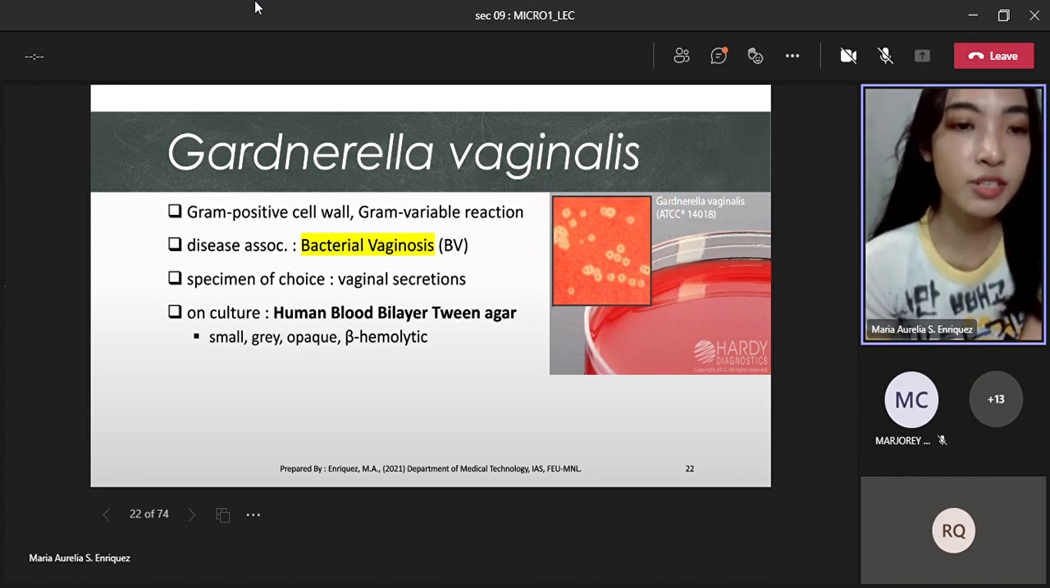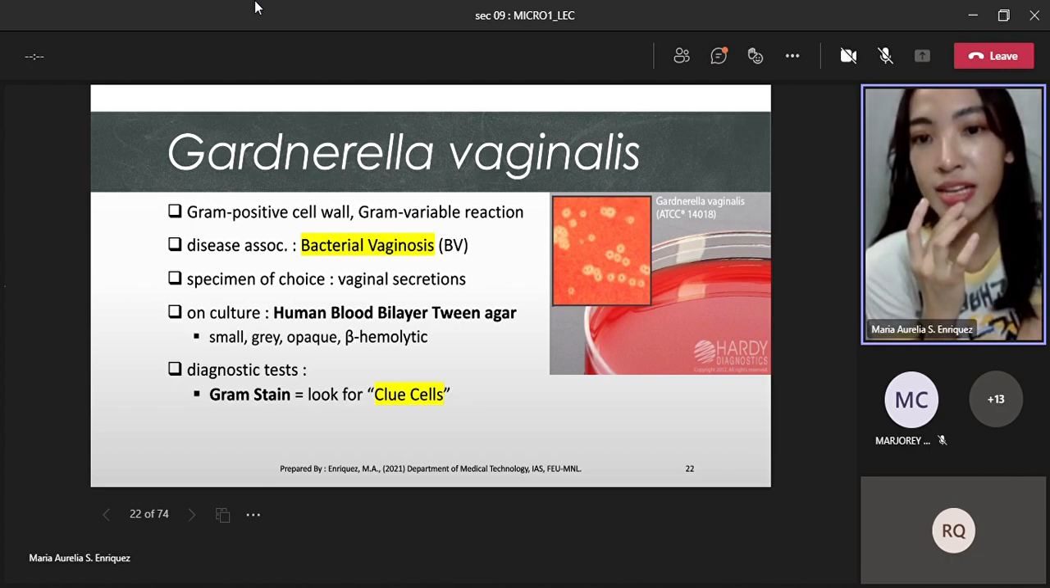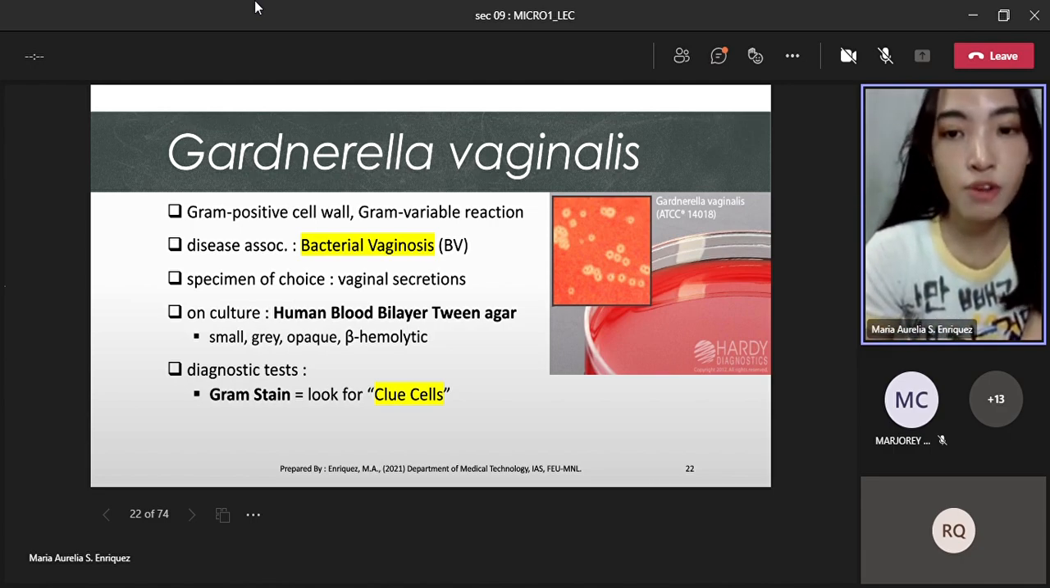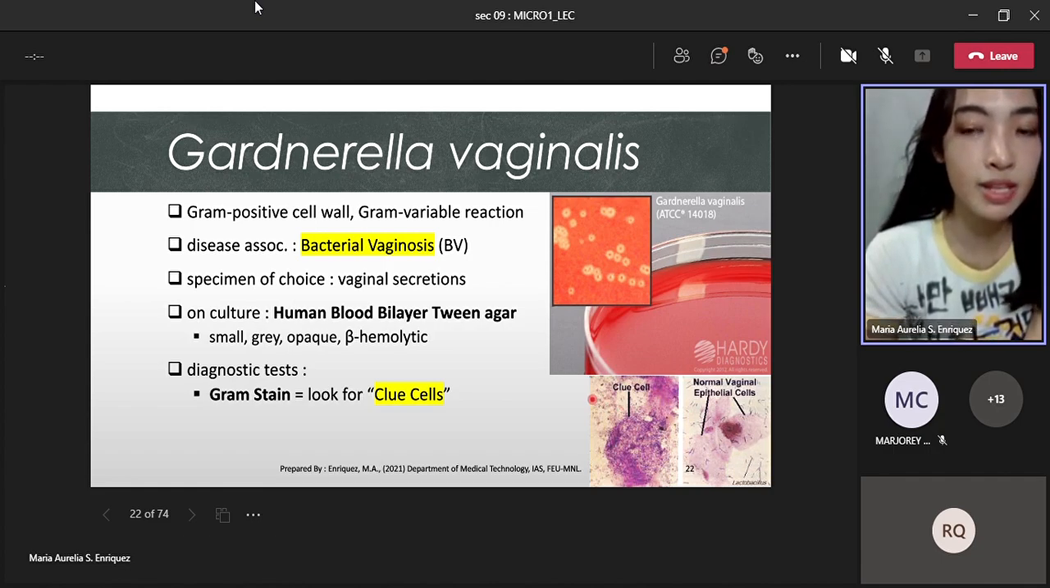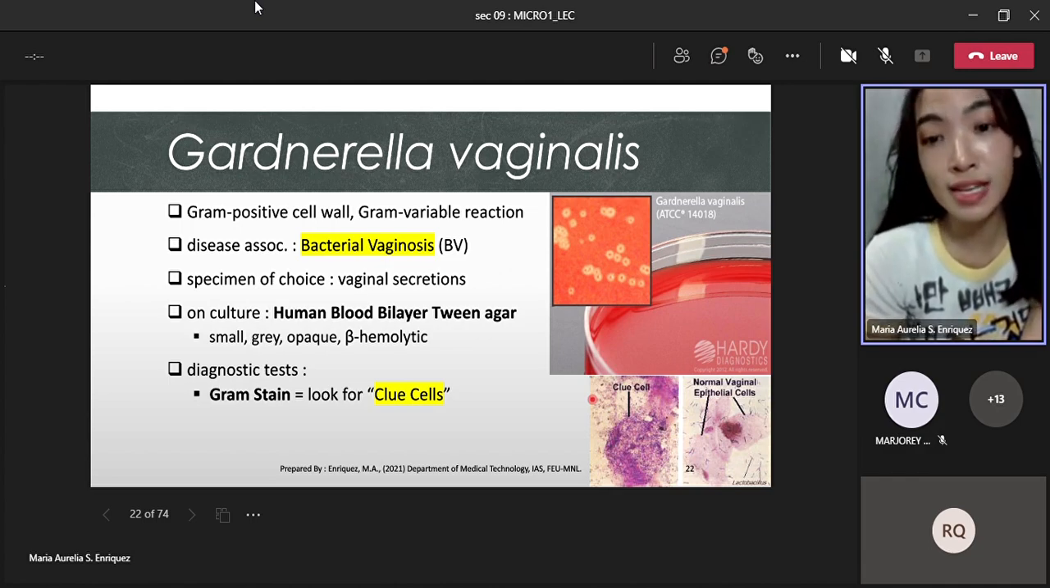Okay, next is gram staining. Gram staining of vaginal secretions is generally regarded as the reference method for the diagnosis of bacterial vaginosis. So we should be able to observe clue cells. Clue cells are large squamous epithelial cells with gram-positive or gram-variable bacilli and coccobacilli that are clustered on the edges of the cell, as we can see right here in this lower right picture.